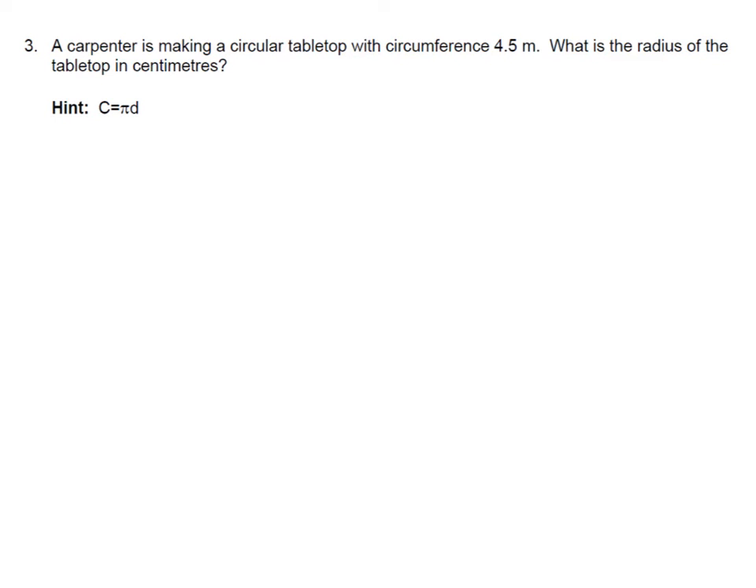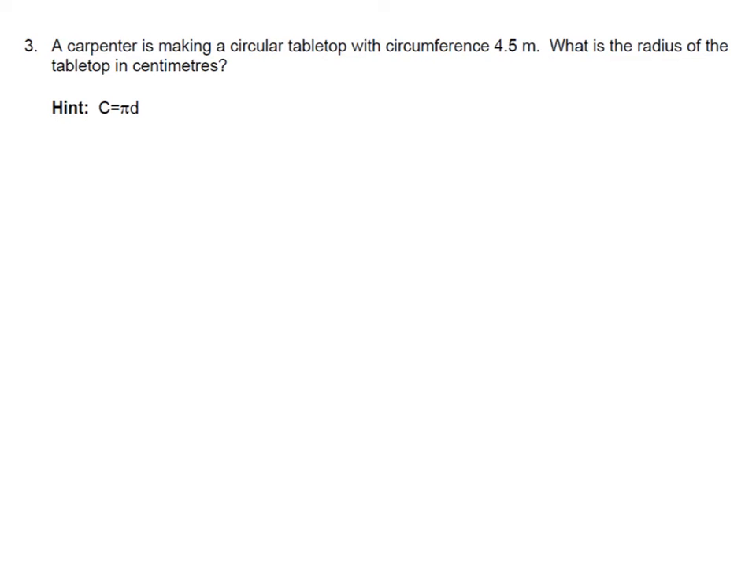Alright, so we're going to review question 3 from page 16 in the tips booklet. Before we begin, we're going to start with using cubes in order to analyze the question. So the question is, a carpenter is making a circular tabletop with circumference 4.5 meters. What is the radius of the tabletop in centimeters?